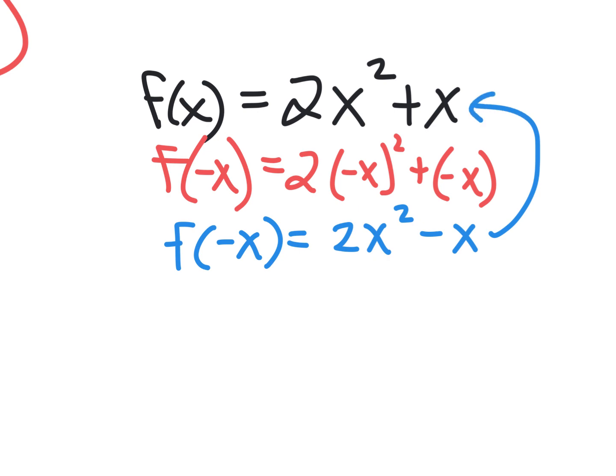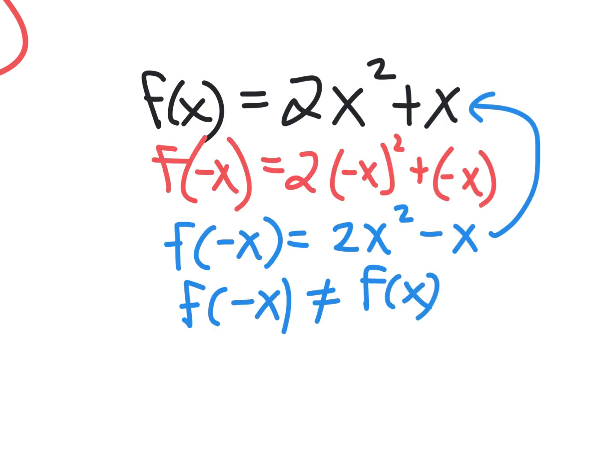Now, is that exactly f of x? Is that the same as we started with? No, it's not. So f of negative x is not f of x. So this thing is not even, because it didn't come out to f of x. If my only goal was to prove it's not even, I'm done. Because that is not the same as that, this thing is not even.